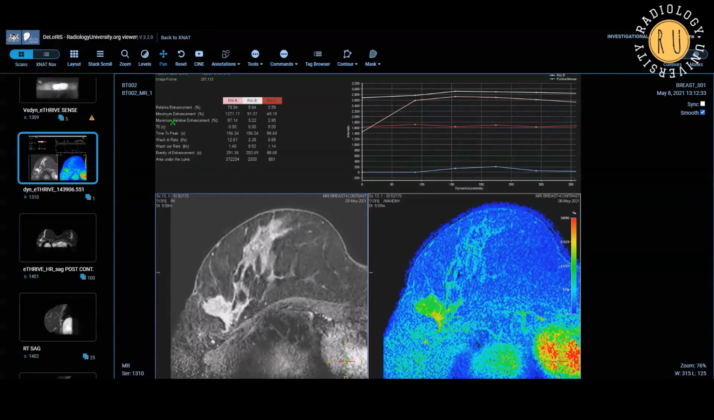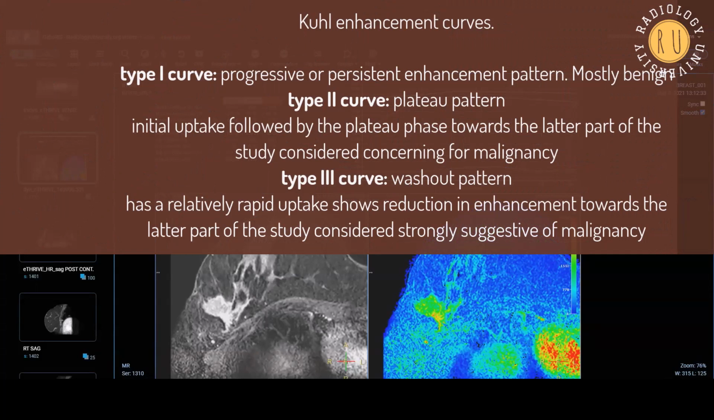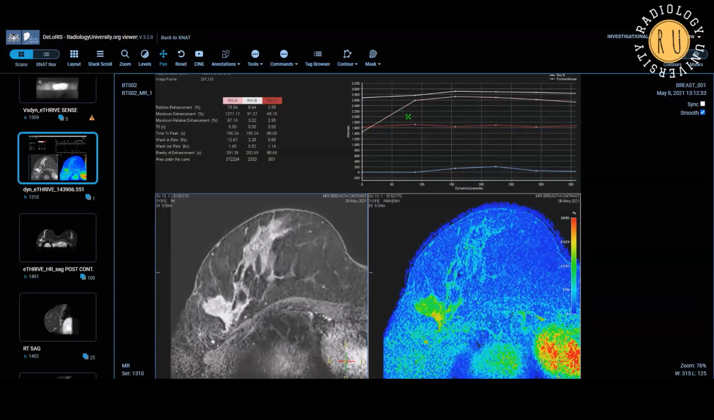Forget about this, no one is going to ask you about the actual objective parameters. What are these curves called? Do you know the name of these curves? The dynamic curves. There are three types of curves: type one, type two, type three, depending on the washout. You can read more about that. This shows early enhancement and a bit of washout. That lesion shows the spiculated margin.